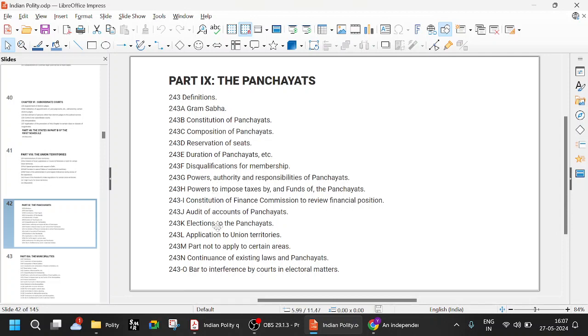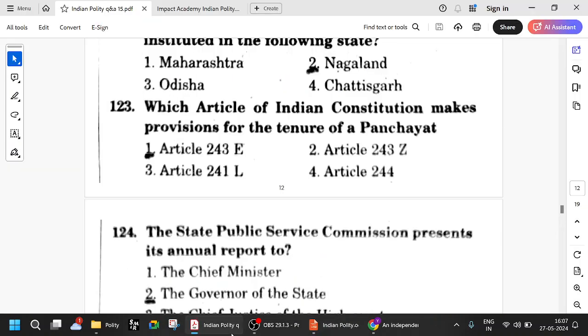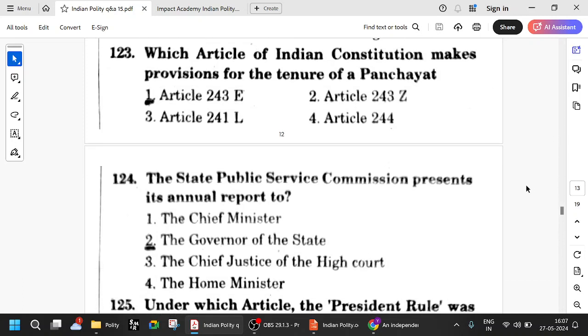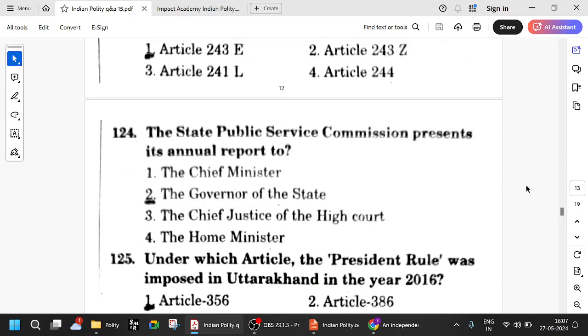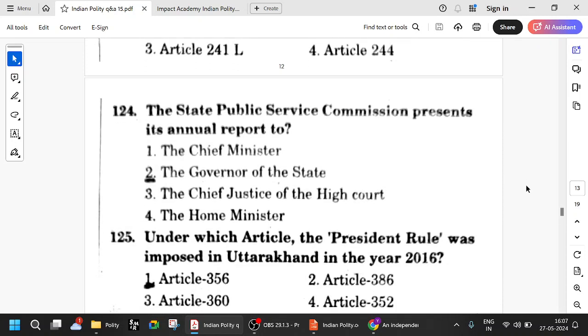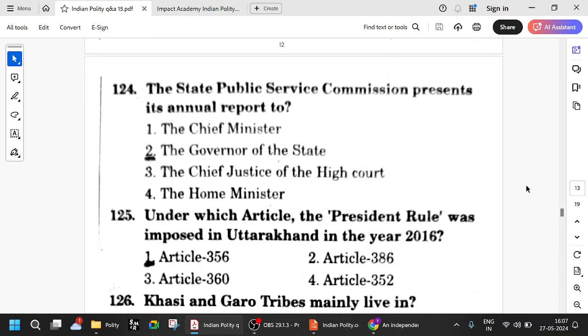Say for example, J is audit, K is elections, E is duration, D is reservation of seats, etc. At least, then you will be able to identify. So 243E talks about the duration, tenure. Tenure means duration, right? So the State Public Service Commission presents its annual report to the governor. At the central level, they give it to the president, right? So at the state level, it is going to be given to the governor.